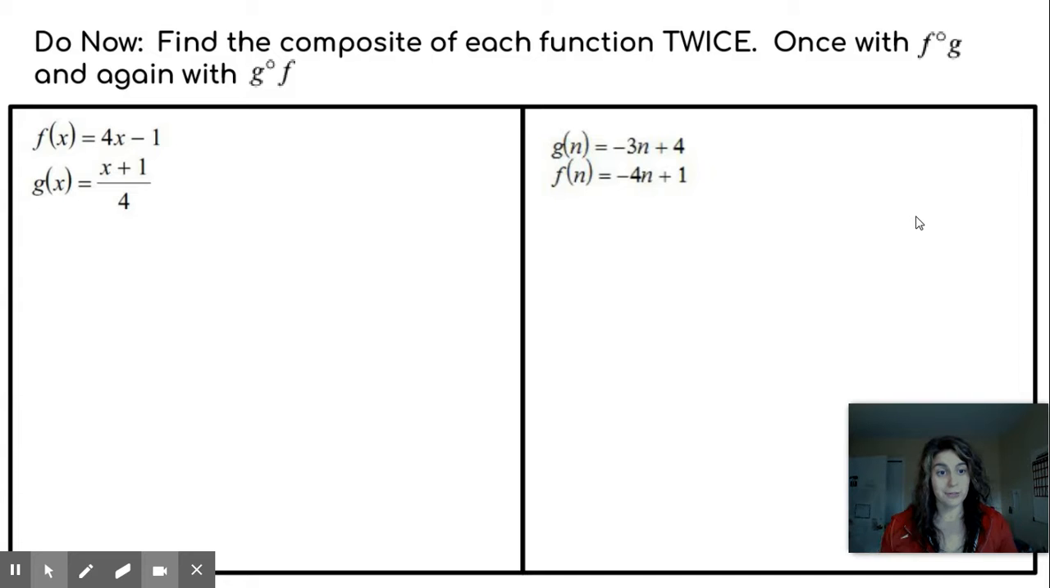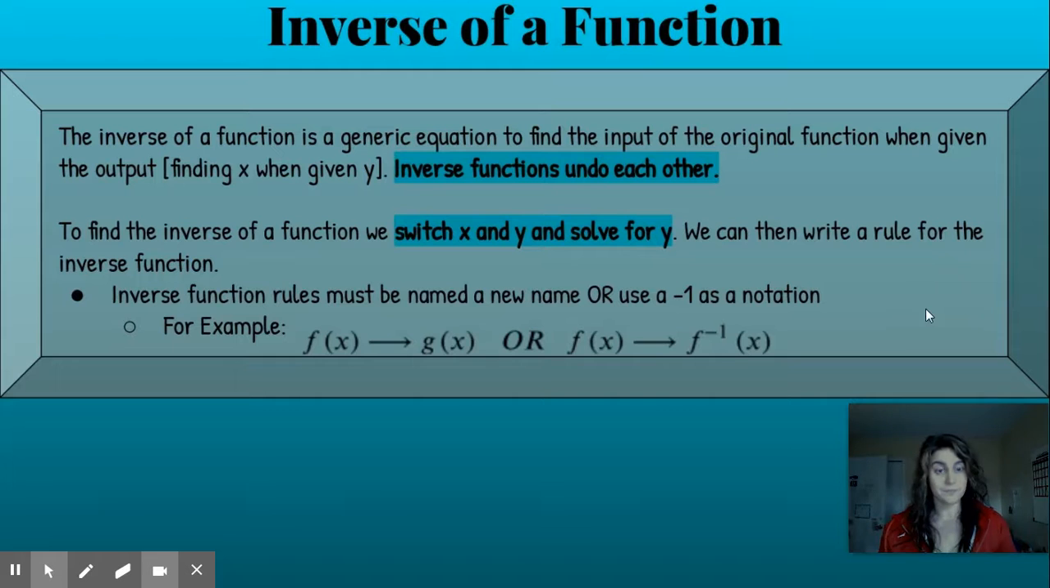So this is our do now we're going to get into in class. I'm not going to take time right now to do it in the video, but we're going to be finding composites, which is a part of our inverse operations. It is part of this whole lesson to be able to do composites and see what they come out to, because the result of the composite is going to lead us into something.